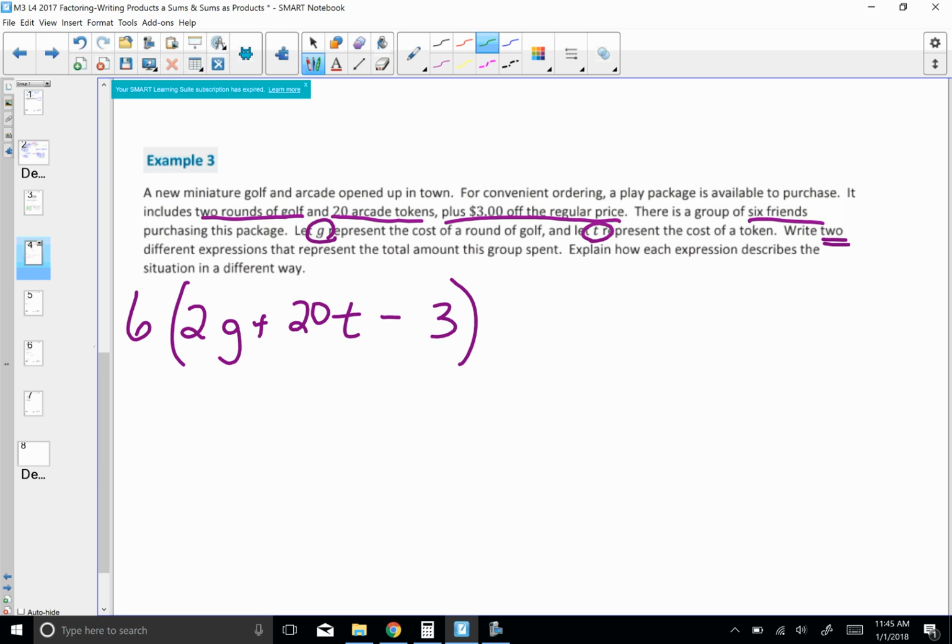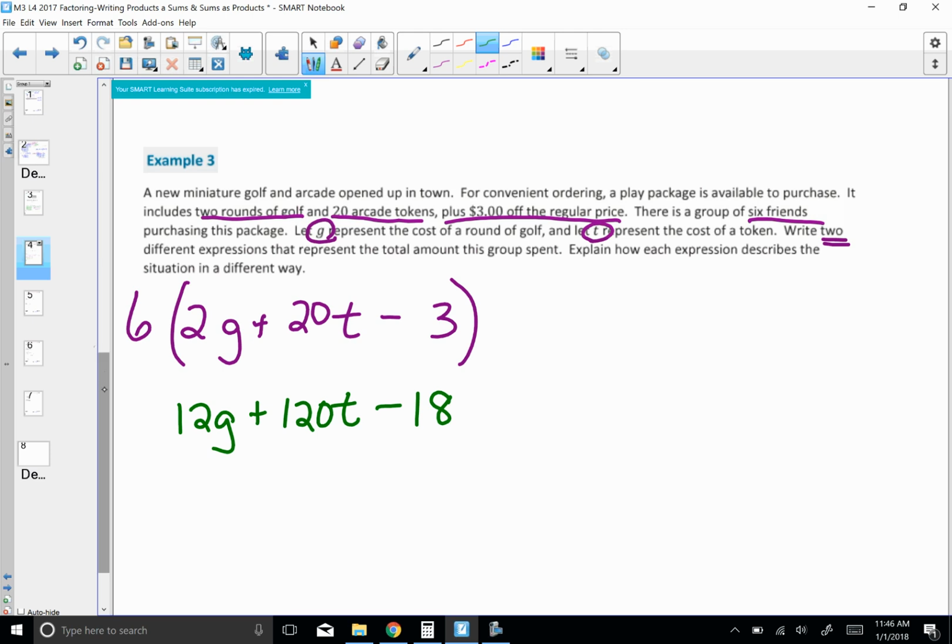I could distribute this. So the second version would be 2 rounds of golf 6 times. 6 times 2G, that's 12 Gs. 20 times the cost of the arcade tokens, that's happening 6 times. Well, if 6 times 2 is 12, 6 times 20 is 120 T. They're going to save $3 6 times. That means you're going to save $18. So here's my 2 different expressions. I'm going to use this top one represents a play package 6 times and the cost for each of the individual when I hand out the times 6.